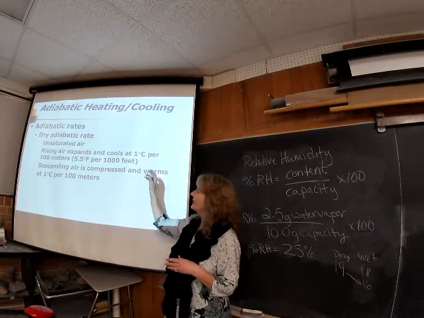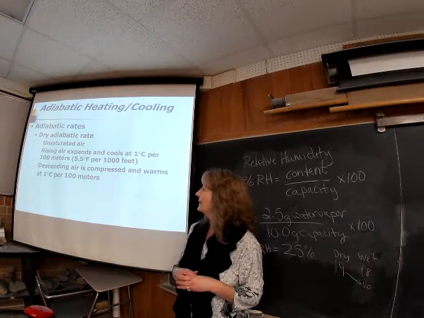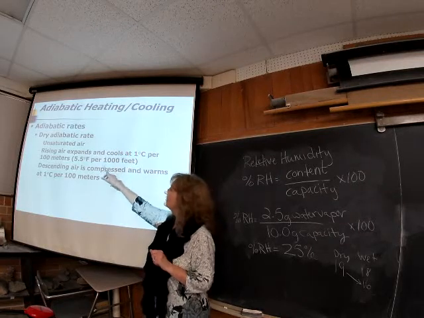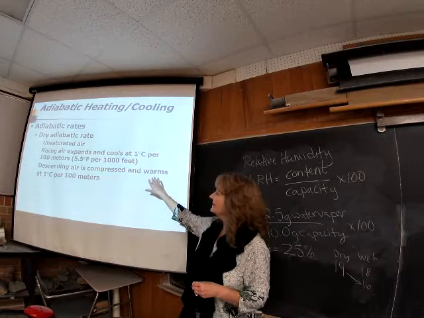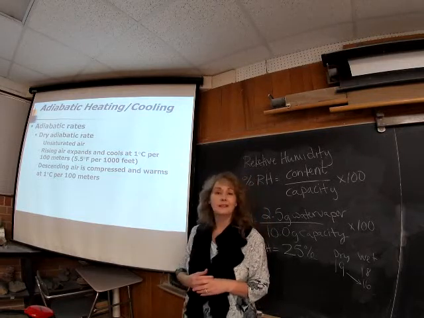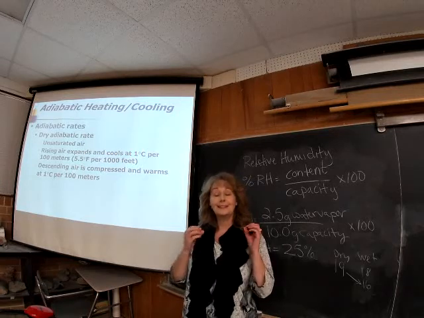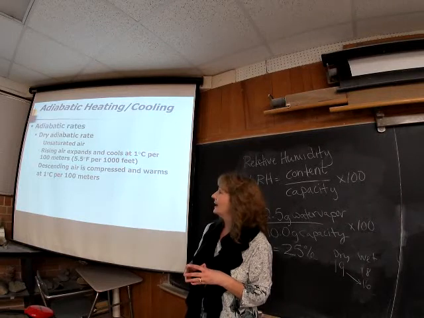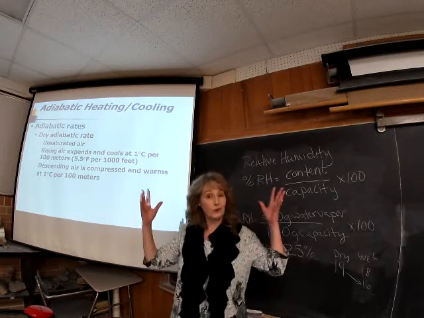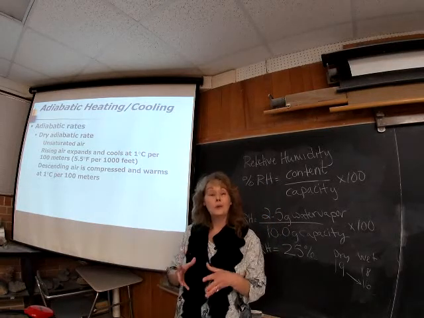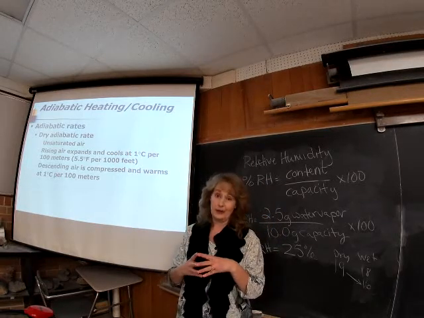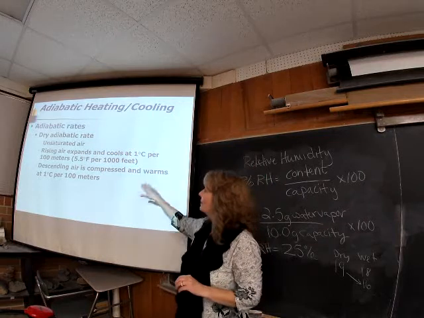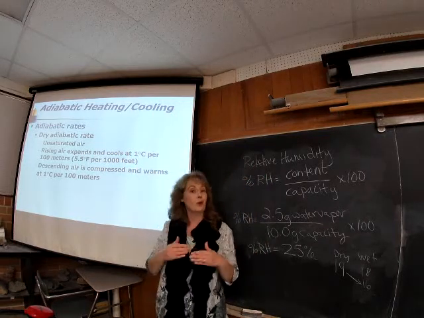I more or less like it in the metric and with Celsius, but they do give it in Fahrenheit and feet. So 5.5 degrees Fahrenheit per 1,000 feet. Or this 1 degree Celsius per 100 meters, or we can say 10 degrees Celsius per 1,000 meters. I think our picture is going to do it like that. So the rising air will actually cool if it's unsaturated. It will cool at that dry adiabatic rate. So for every 1,000 meters that it rises, it will cool 10 degrees Celsius.